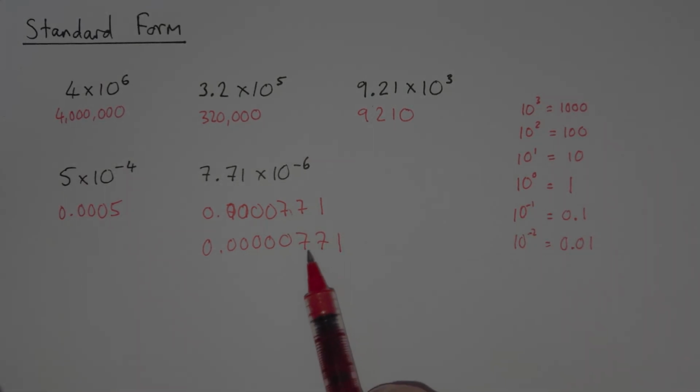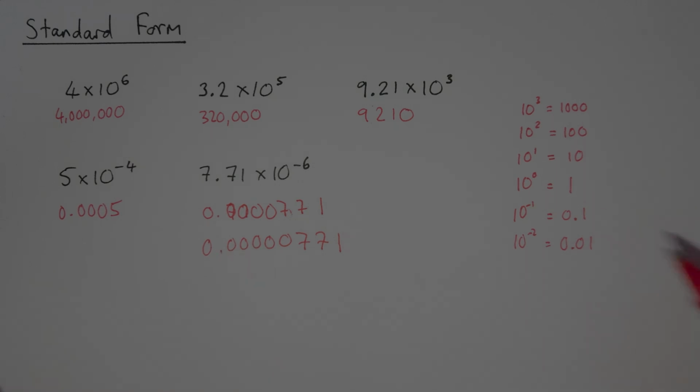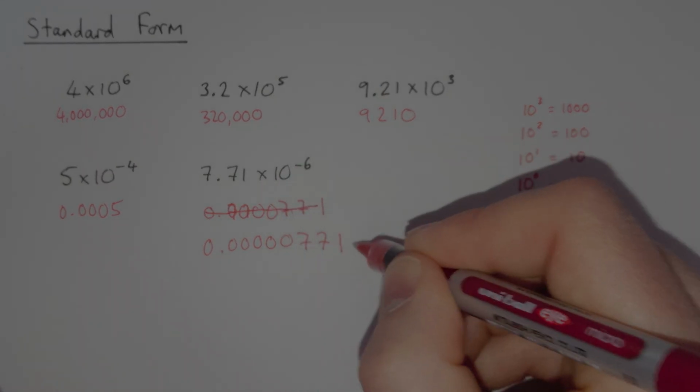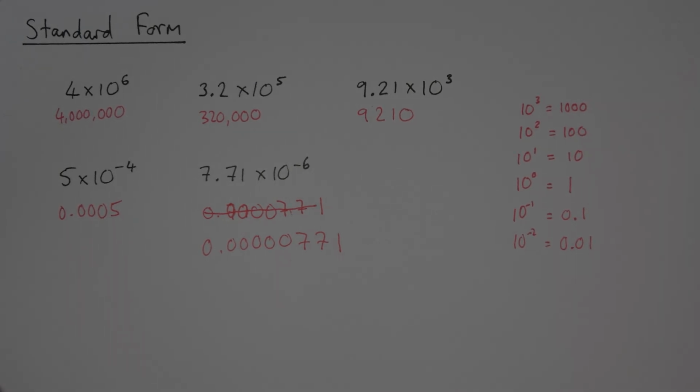Okay, let's try that again. 7.71 is there. That was my original number. Move it 6 places to the left. 1, 2, 3, 4, 5, 6. There we go. Okay, so that was not correct. And that one is the one that I needed. I did it slightly deliberately there, but I promise you, most of the time, these mistakes happen and you're not doing them deliberately. It's really, really common to be incorrect just by one position.